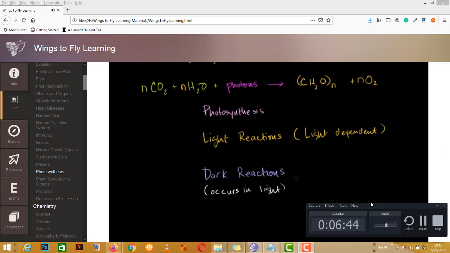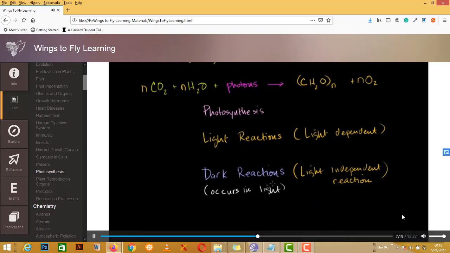So a better term for it would have been light independent reaction. So just to be clear, the light reactions actually need sunlight. They actually need photons for them to proceed. The dark reactions do not need photons for them to happen, although they do occur when the sun is out. They don't need those photons, but they need the byproducts from the light reaction to occur. So that's why it's called the light independent reaction. They occur while the sun is out, but they don't need the sun.